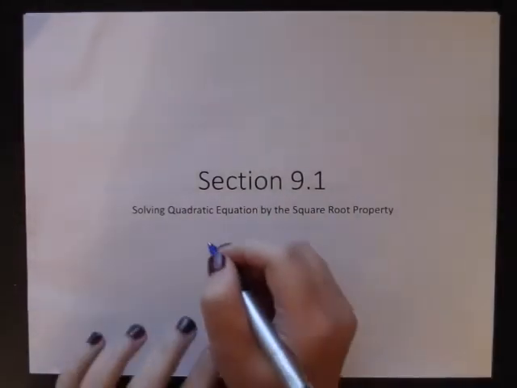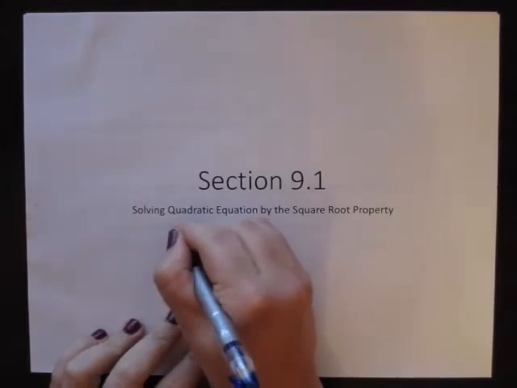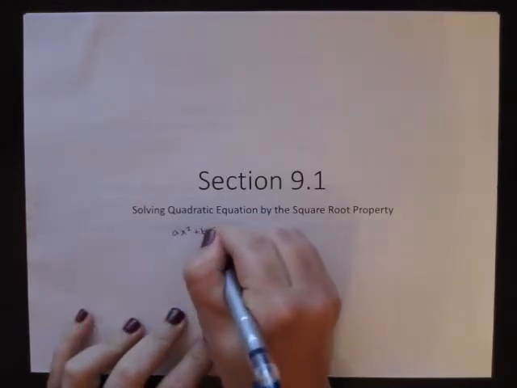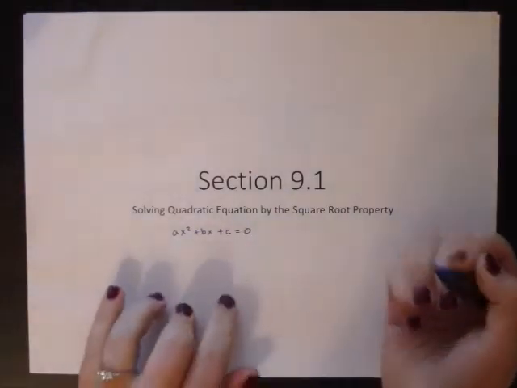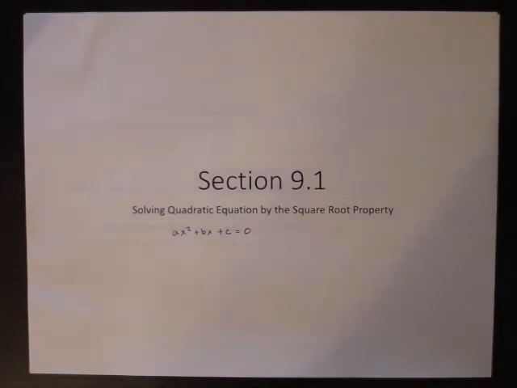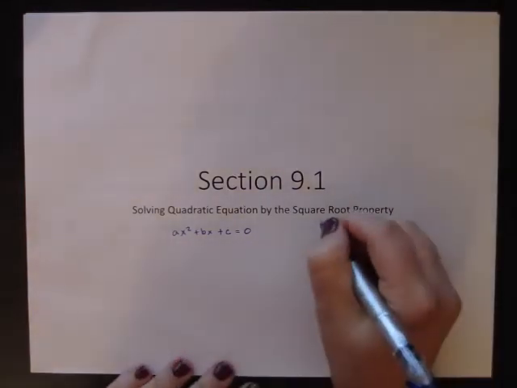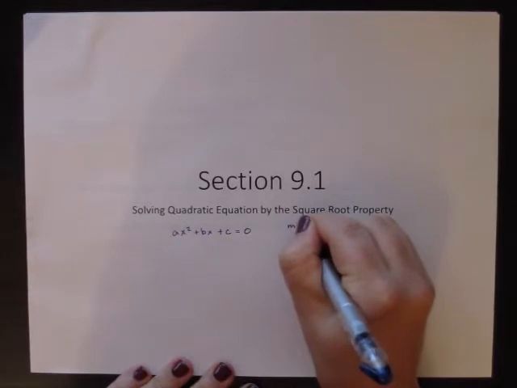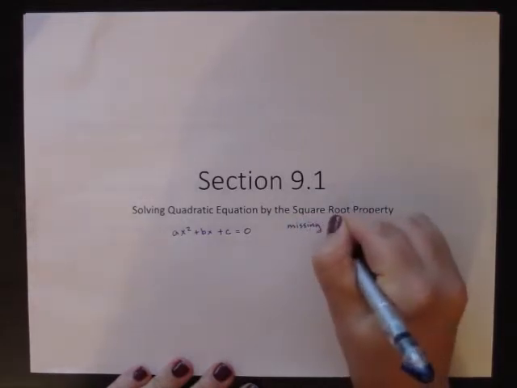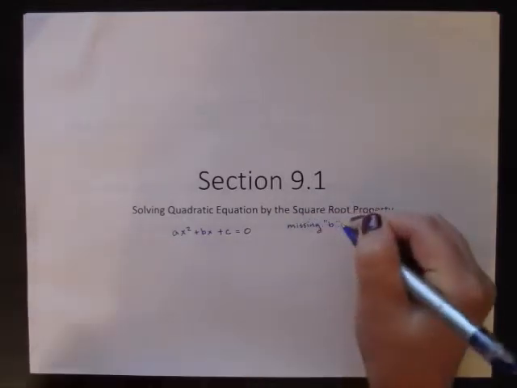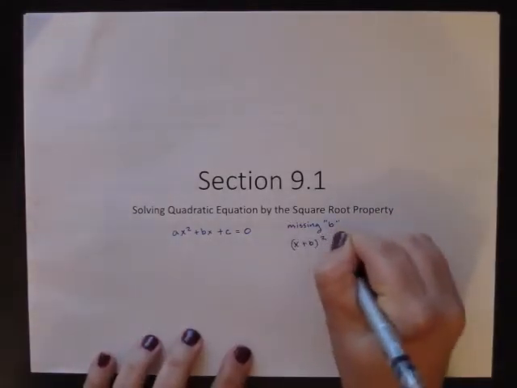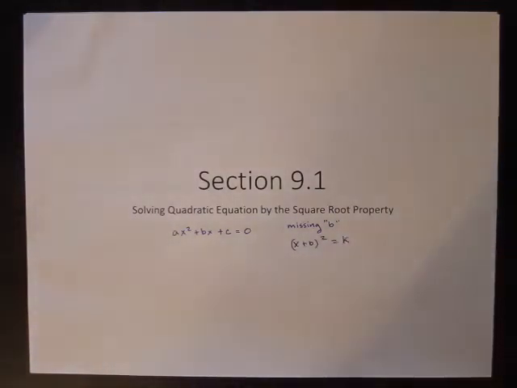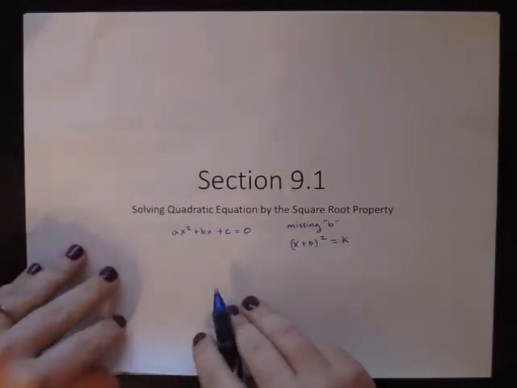So first thing is the standard form of a quadratic is ax squared plus bx plus c, and it will be equals 0. That's how we're going to know that we're going to need to solve it. Now, by the square root property, what you will notice is that you'll be missing your b, or it's going to be in the (x plus b) squared equals k form. Okay, so either one of these two, you know that you're going to be using the square root property.